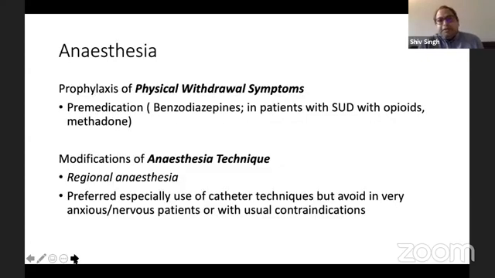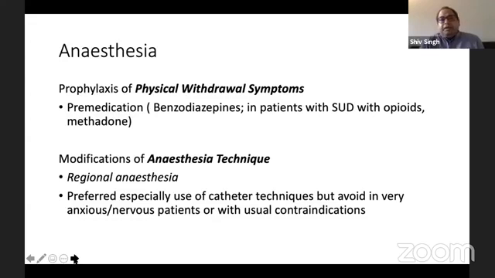Coming to anesthesia, obviously you need to know what drug the patient has been abusing, and so you need to have prophylaxis against physiological or physical withdrawal symptoms. For example, patients who are alcoholics would need to be started on the withdrawal regimens, which is basically based on chlordiazepoxide and with vitamins. Pre-medication, you might need to use pre-medications like benzodiazepines in these patients with substitutes. In patients who are abusing opioids, in those cases, methadone would be required.